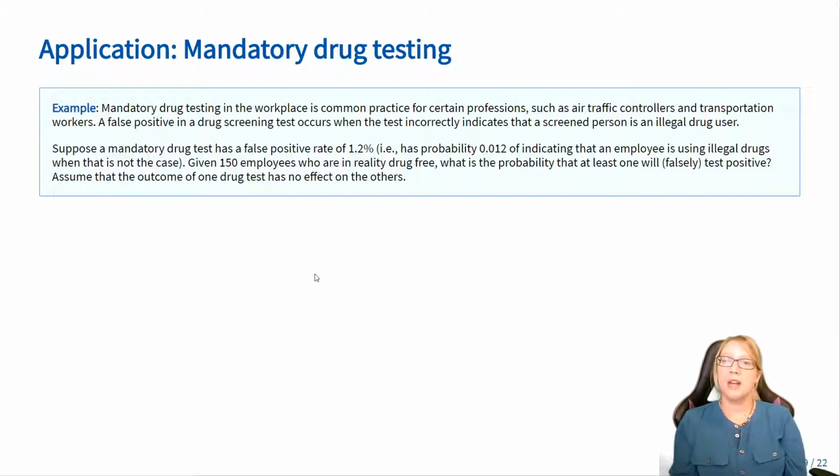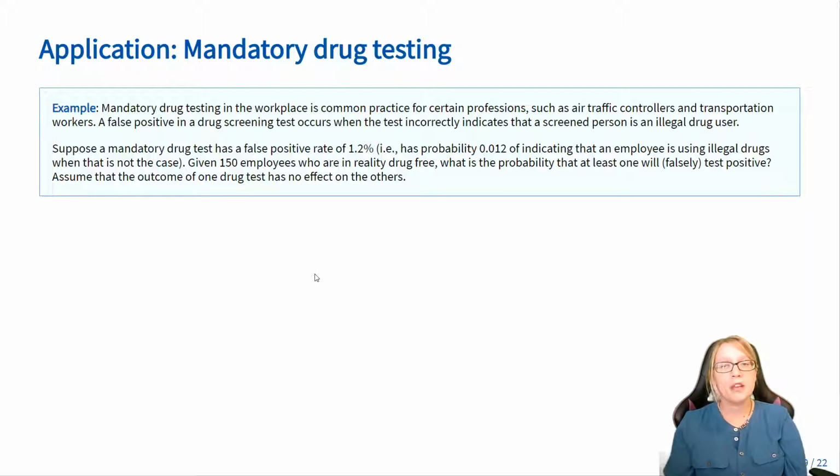So for example, mandatory drug testing in the workplace is a common practice for certain professions, things like air traffic controllers, for example, or transportation workers. These are not perfect. False positives in drug screening tests do occur, and they occur when the test incorrectly indicates that a screened person has recently used illegal drugs. Suppose this mandatory drug test has a false positive rate of 1.2%. So 1.2% of people will come back, the test will say they've recently used illegal drugs when they in fact have not.